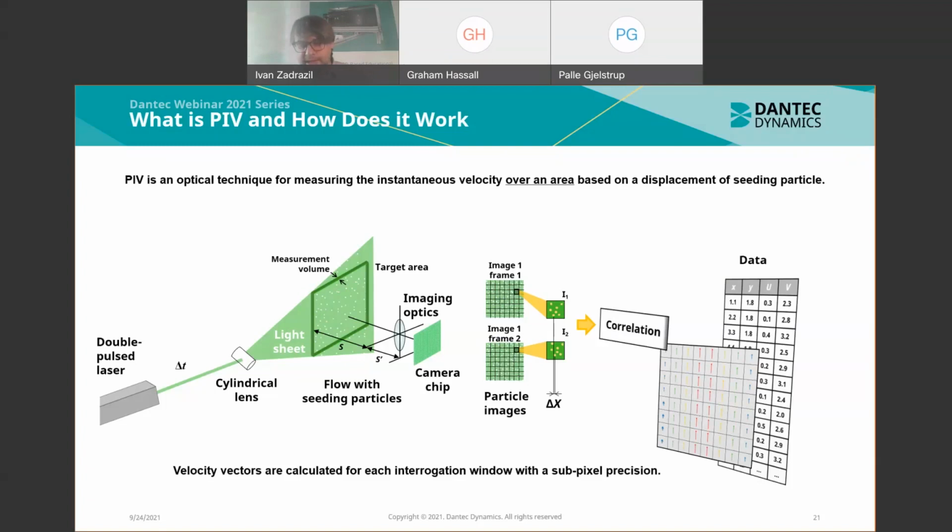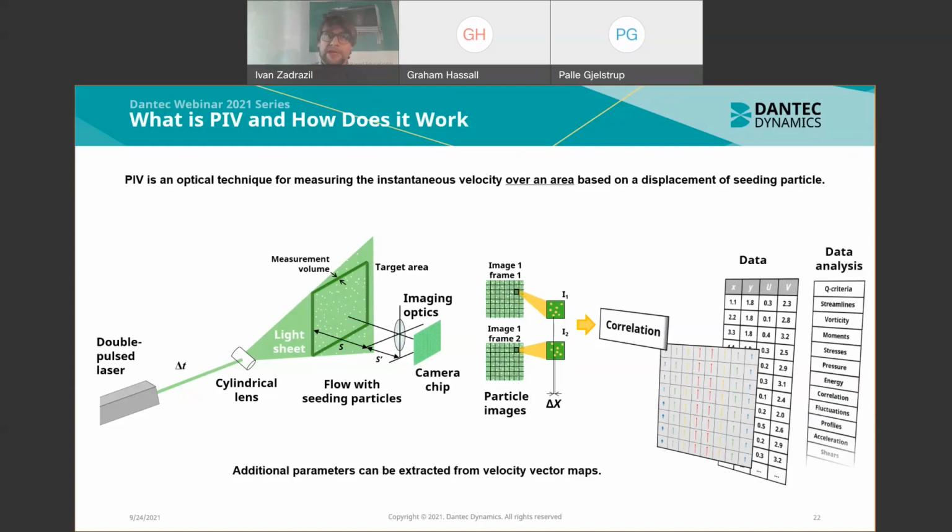What do I mean by that? The particles don't need to move pixel by pixel; we can calculate sub-pixel displacements, and we can very accurately calculate even 1/100th of a pixel displacement. And with decreased accuracy, we can also calculate 1,000th of a pixel displacement. What we get is a velocity vector map, which can be shown graphically or as a table with X, Y, U, and V coordinates.